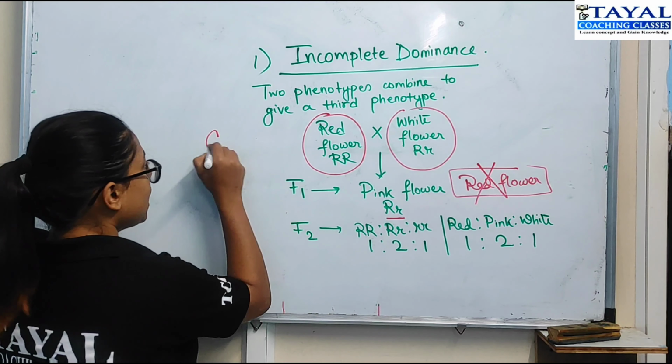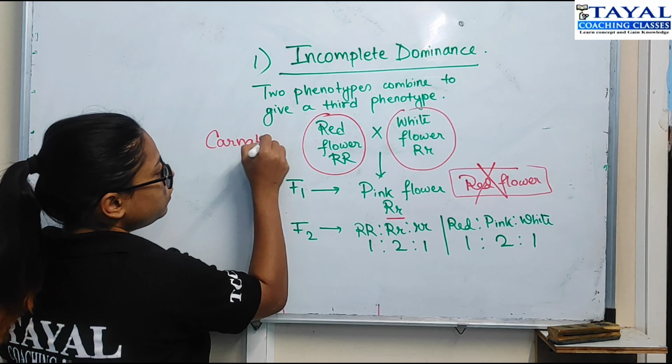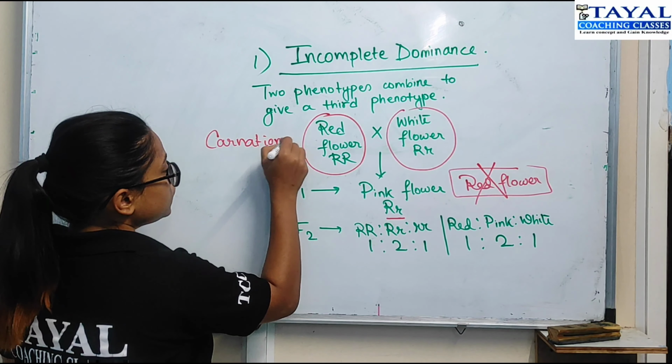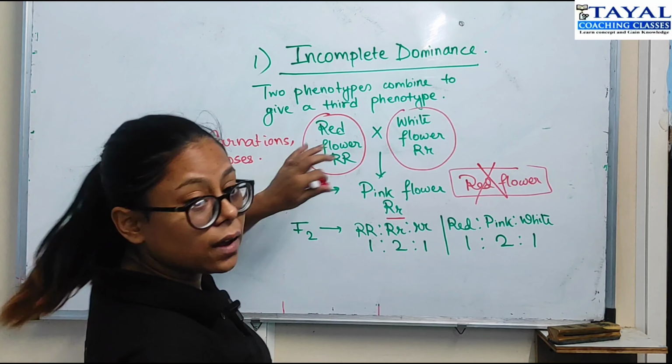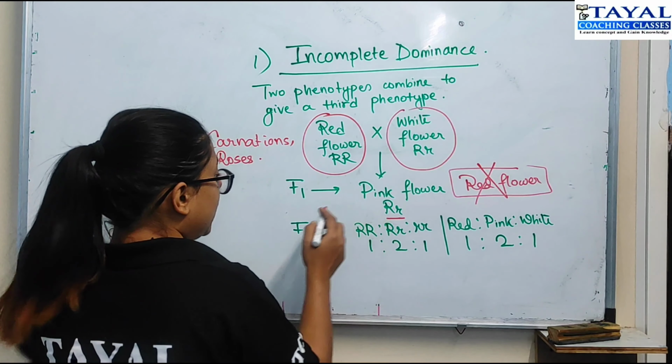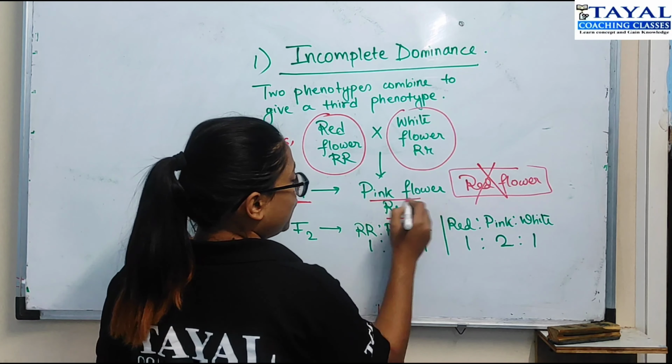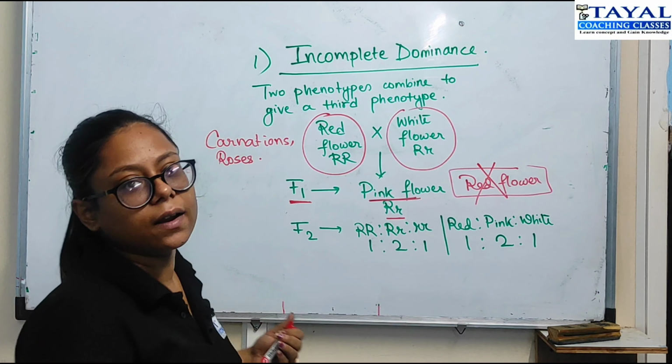In many flowers like carnations, very beautiful flowers, roses, what happens is that in the parent, if one is red and one is white, in the F1 you get a pink flower which is an intermediate character.